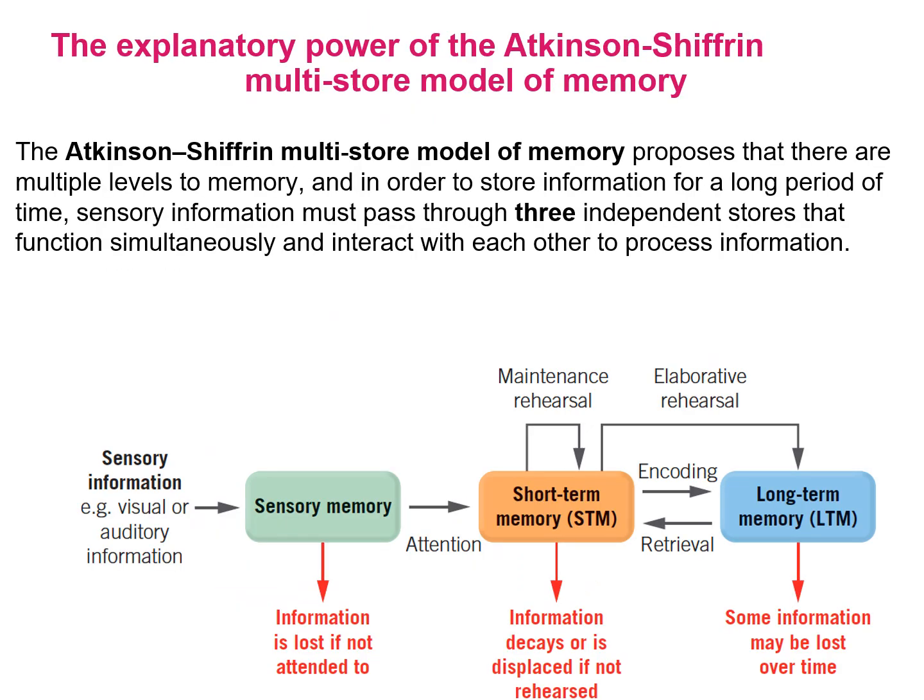Now, there are 3 facets of the course that are referred to in terms of the explanatory power of a particular model. So we have the transactional model and the GAS in Unit 3 AOS 1, and we have the multi-store model. What we mean by the explanatory power of the model is you need to be able to highlight the strengths and weaknesses of this model in terms of explaining the process of memory, particularly in terms of encoding, storage, and retrieval.